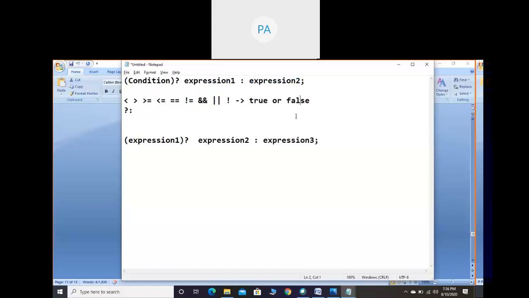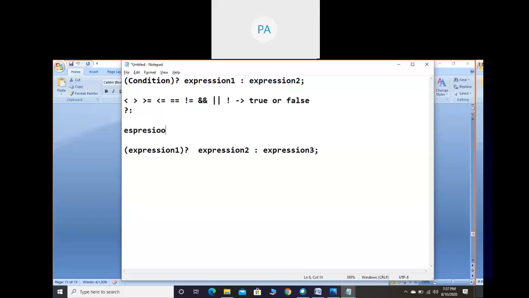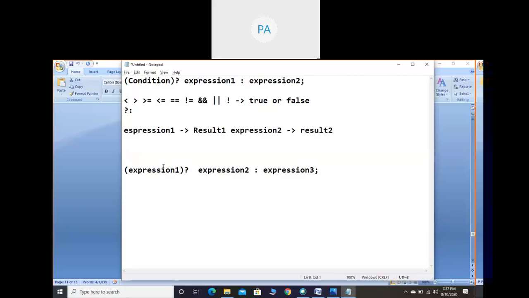Next, coming to expression one and expression two, we can consider these as results. For example, expression one we can consider as result one, and expression two we can consider as result two. That is value one or value two, result one or result two. Okay, so coming to the second type of syntax, it's the same way.